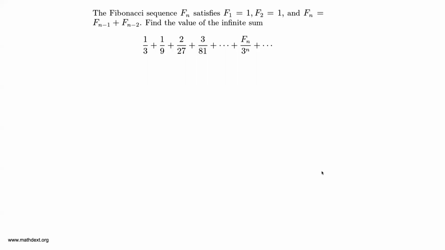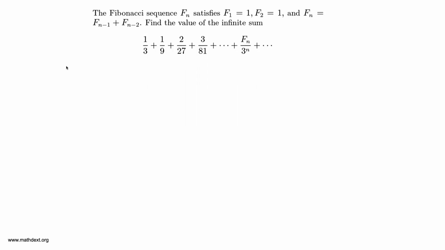The Fibonacci sequence F_n satisfies f(1) = 1, f(2) = 1, and f(n) is equal to f(n-1) + f(n-2). Find the value of this infinite sum, 1/3 + 1/9 + 2/27 + 3/81 + etc., where every term is f(n) over 3^n.